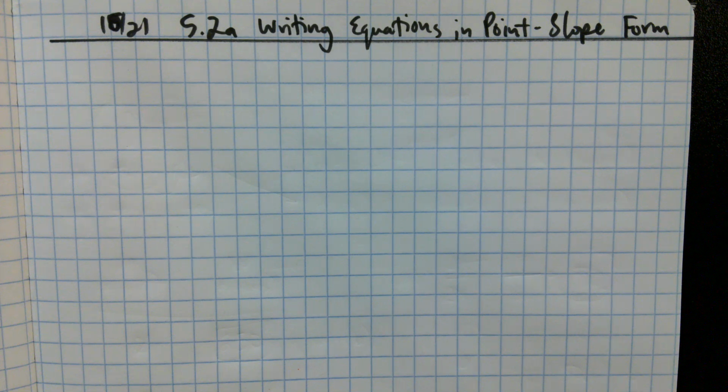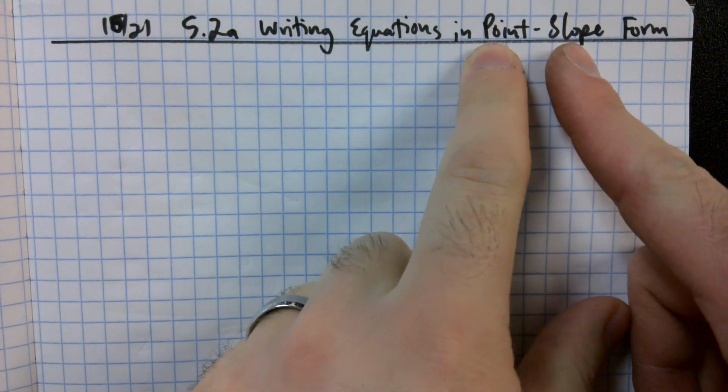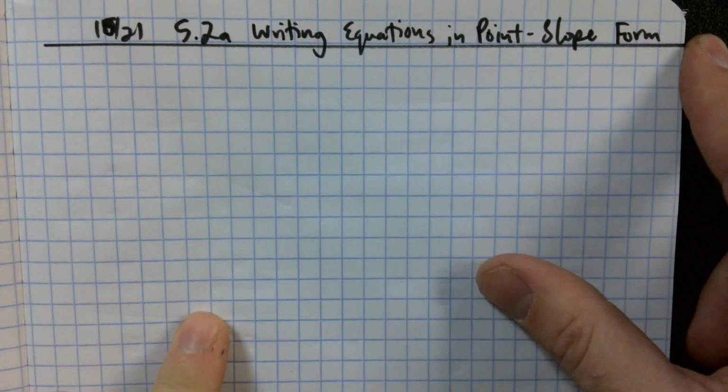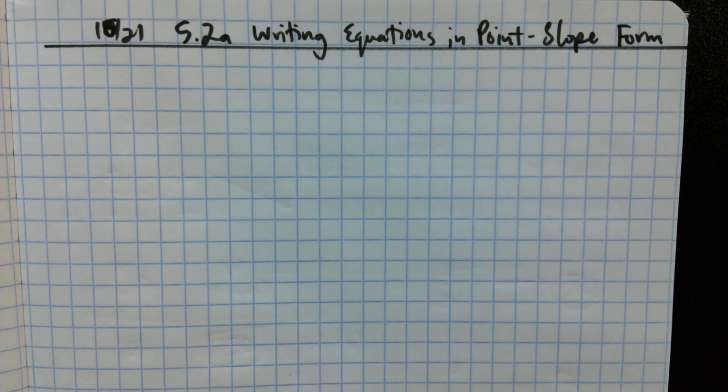And well, the form is the formula itself. All we need to know is a point on the line and the slope of the line to be able to write an equation in point-slope form. Here's what point-slope form looks like.